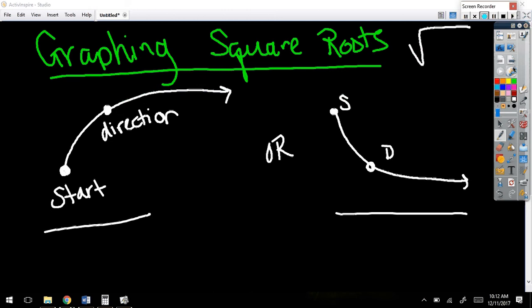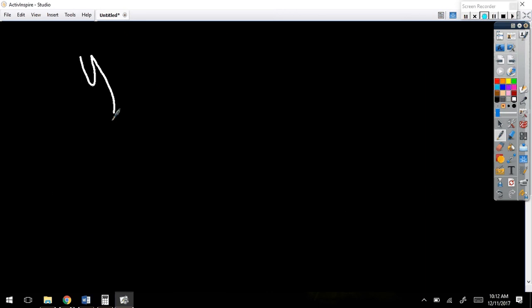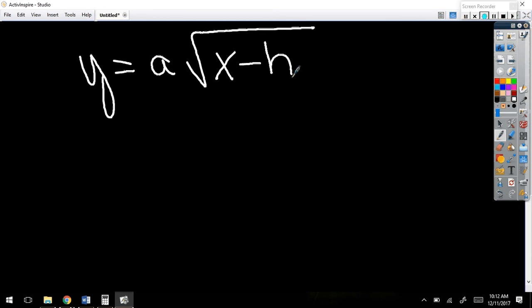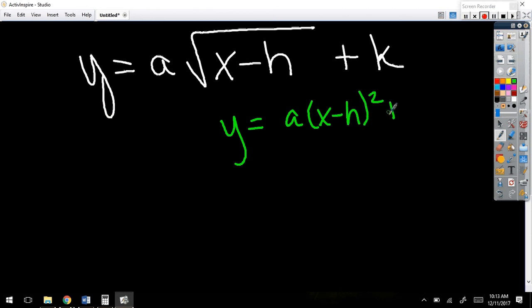Let me show you what the equation looks like, and then I'll give you your step chart on how to graph it. So several of you said it looks like we've done this before. If you think back, and you don't have to write this, we did vertex form of a quadratic that looked like this. So it looks very, very similar. The difference is instead of an exponent, it's a radical.